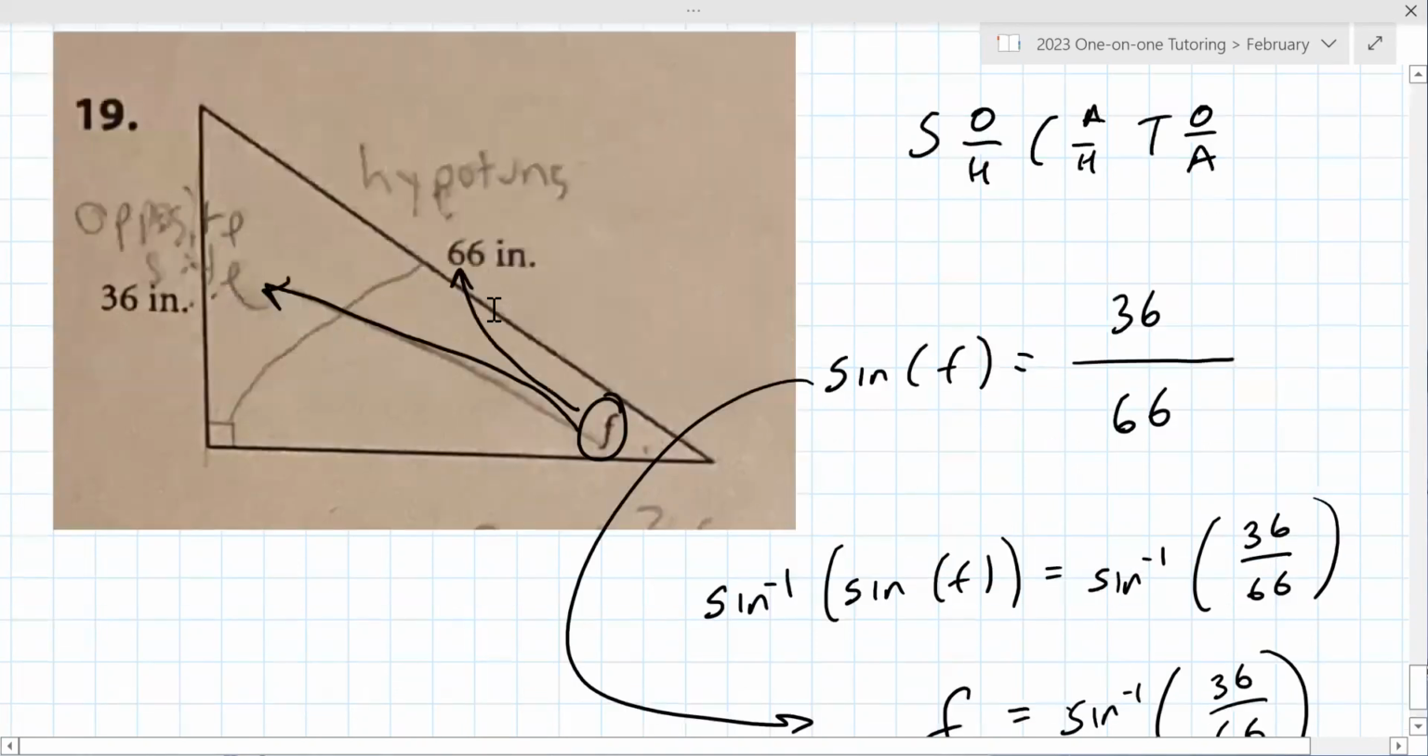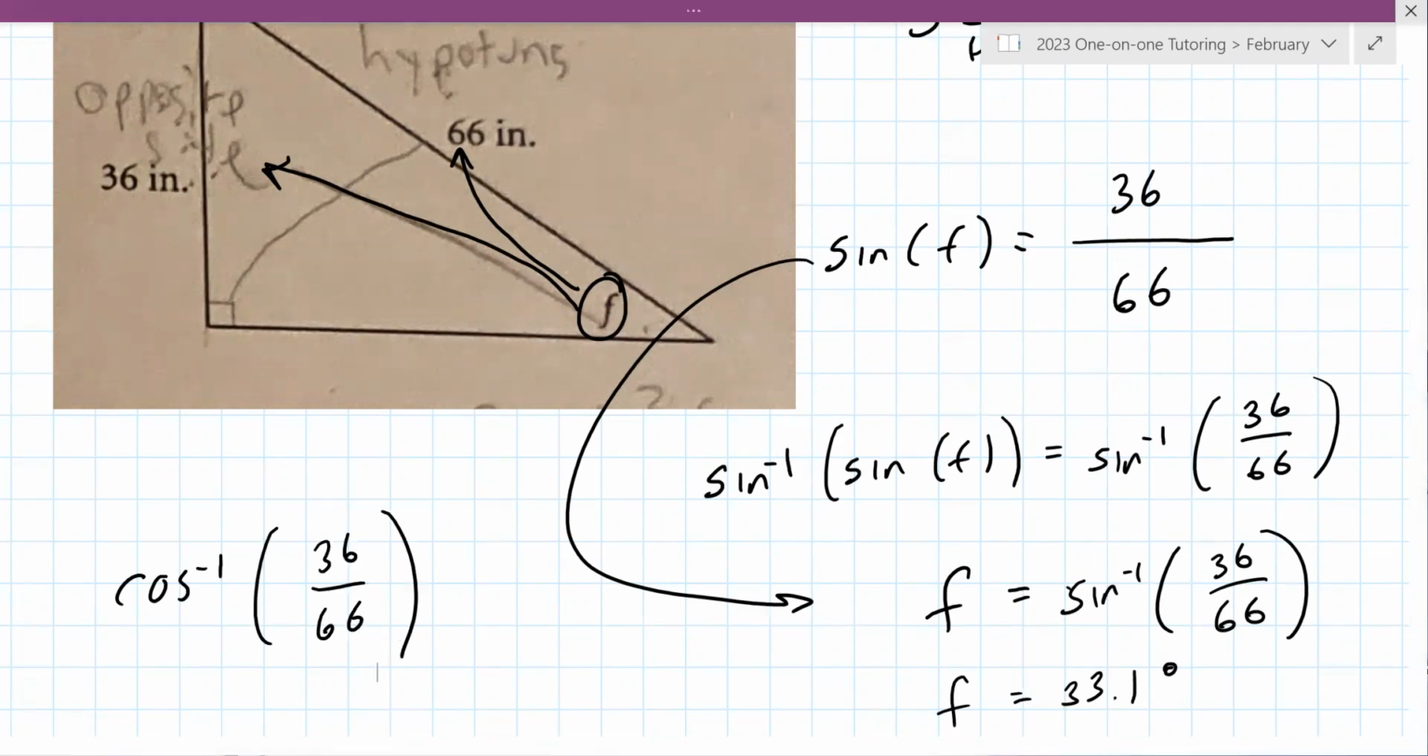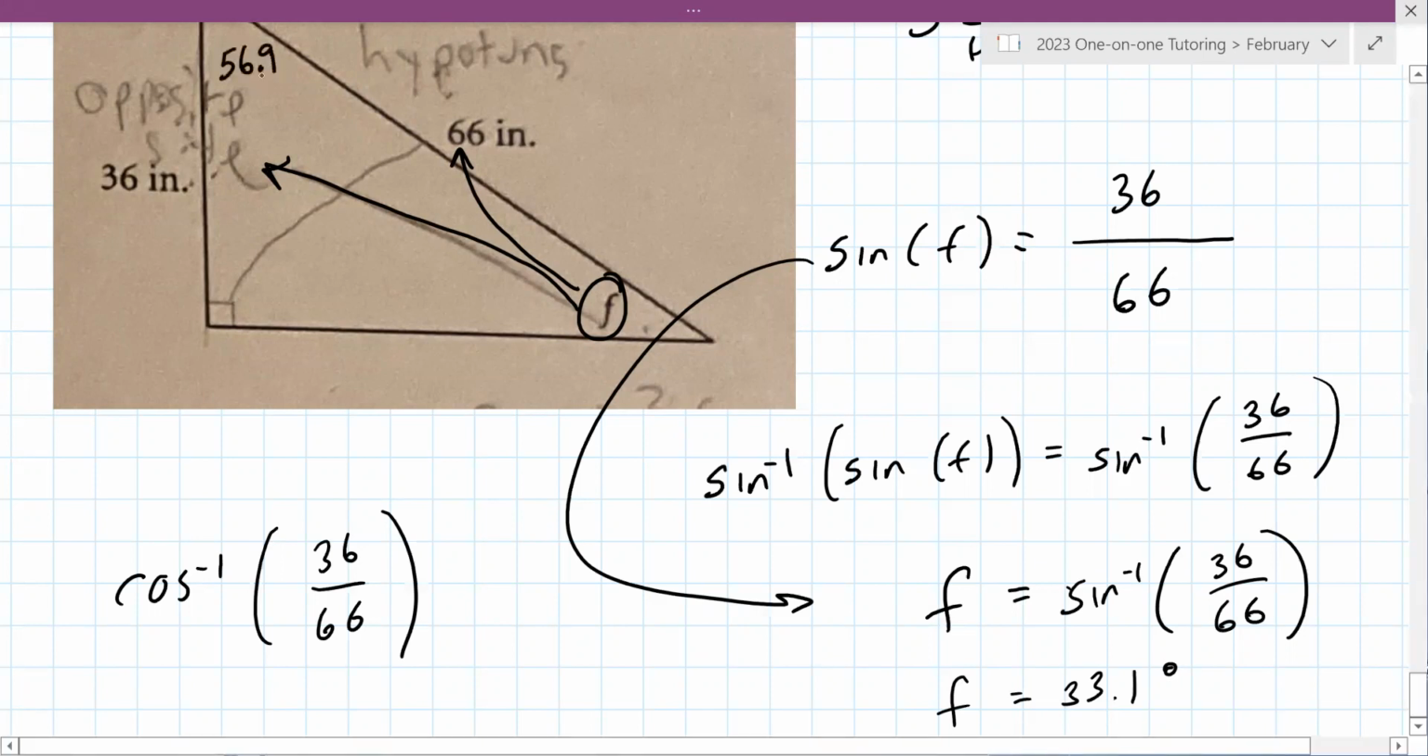Real quick, I want you to do the cosine inverse of 36 over 66, please. Just cosine instead of sine. All right. 36 over 66. You should get 56.9.